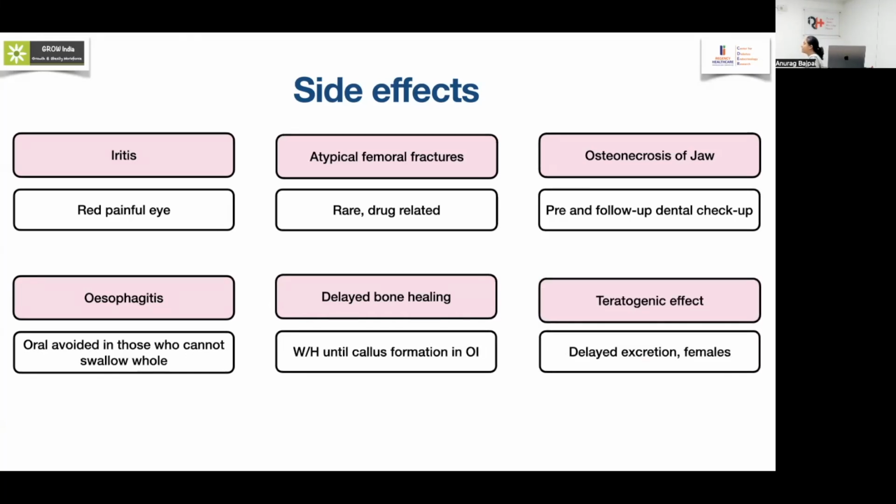Teratogenic effects have been seen because of prolonged deposition of bisphosphonates. There have been rat studies that have shown teratogenesis in the babies of female rats who were given bisphosphonate therapy. However, there's not sufficient data to claim this, and pregnancy should be avoided within 12 months of therapy.